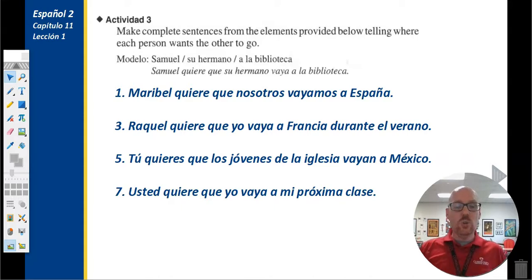Número 5. Tú quieres que los jóvenes de la iglesia vayan a México. You want the young people of the church to go to Mexico. Número 7. Usted quiere que yo vaya a mi próxima clase. You want me to go to my next class. Right, if you missed any of those, mark those and be sure to ask about them. We want you to know why you missed what you missed.